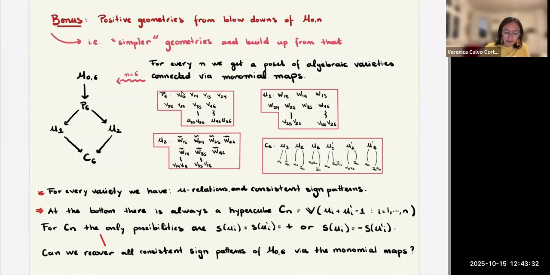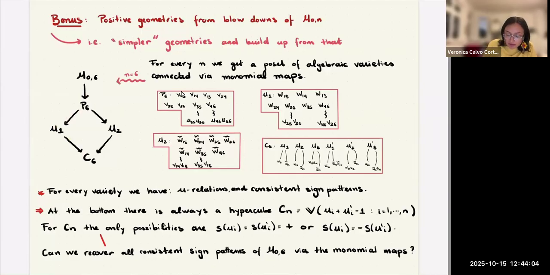Even if this sounds like very fancy words, or at least to me it sounds like very fancy words, it's very easy in the sense that we're just doing some monomial projections from M0N. So here I wanted to show you the example of M06. What is the idea? For every n, we actually get a poset of algebraic varieties, which are connected via monomial maps. And for M06, we're going to get 4 other varieties, and they're going to be connected in this way.